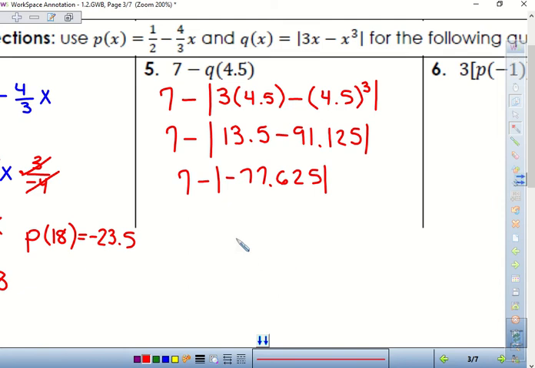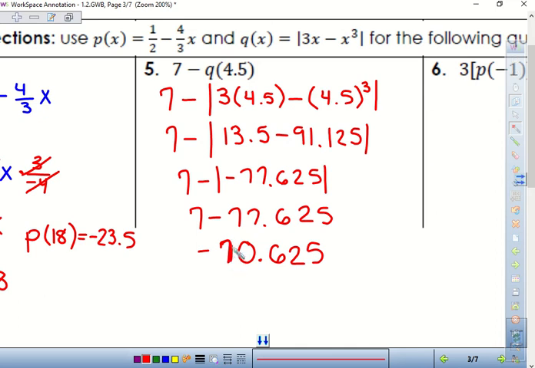77.625. Now, what do these bars around that number indicate? Good. If it's negative, it's going to become positive. So once I make that final answer positive, and you can only evaluate an absolute value once you get to the very end. You have just a number left. Okay, you have to evaluate inside, then you take the absolute value of it. So it's going to be 7 minus whatever that is. So 7 minus 77.625 is equal to negative 70.625.